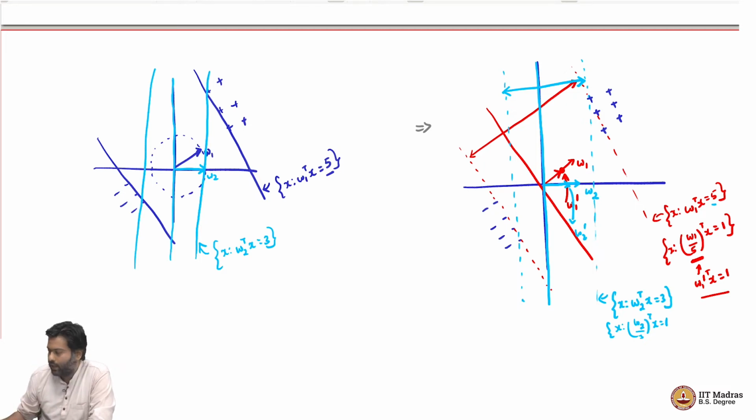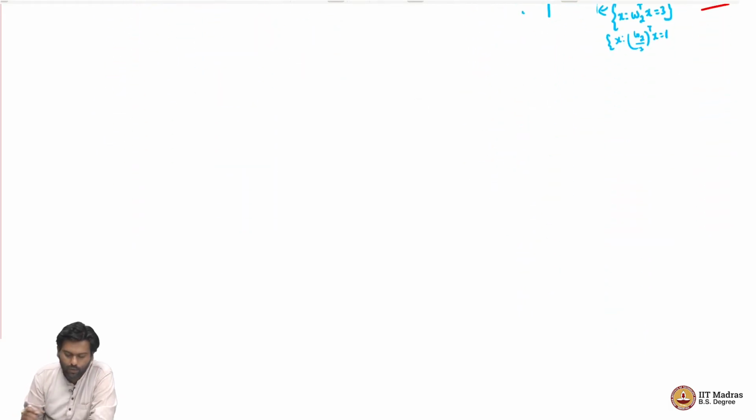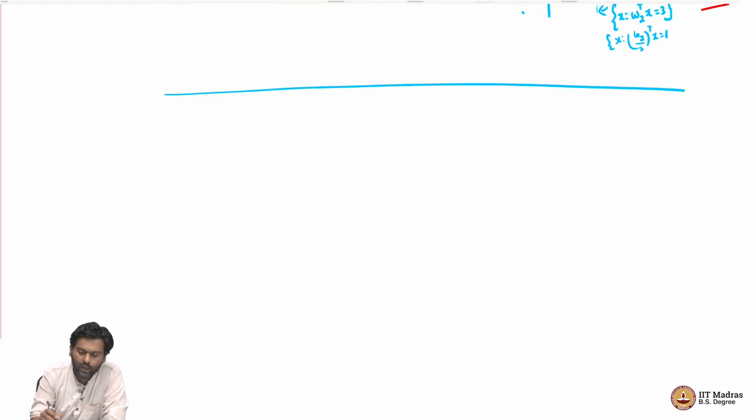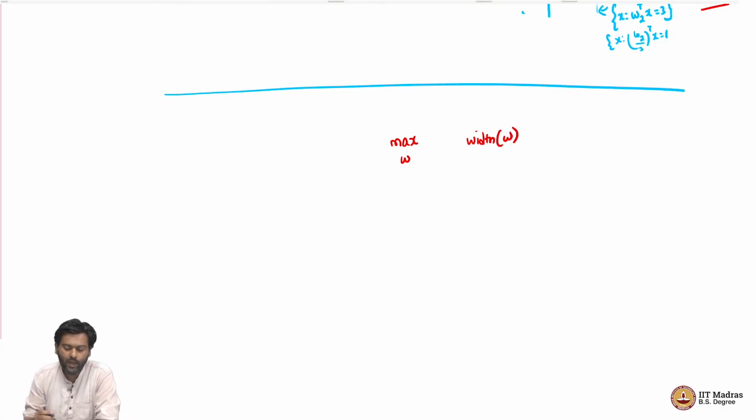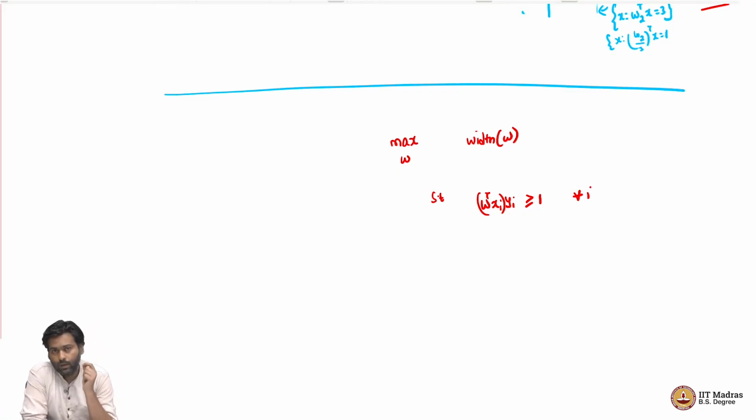Now, what we can then say is that we can say our modified formulation as follows. We can say that we want to maximize only over W, the width that W gives with respect to my data set, such that W transpose xi into yi is greater than or equal to 1 for all i. This is an equivalent formulation is what I am trying to say, right.